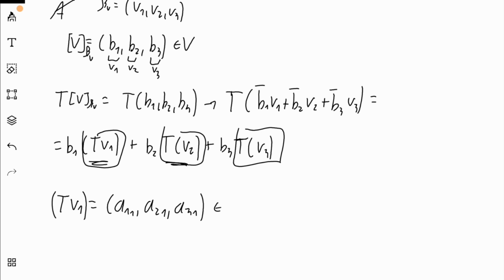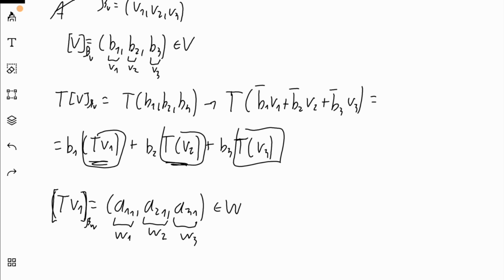This is a vector in W, and again, it's written in the basis of W. We can say that W has basis vectors W1, W2, W3. So I'm writing this linear transformation in the basis of W, so BW. And I just named these coefficients A11, A21, A31 because later we'll see that these will become the columns and rows of the matrix which we're going to build. I can name these coefficients A, B, C; I can name them anything.